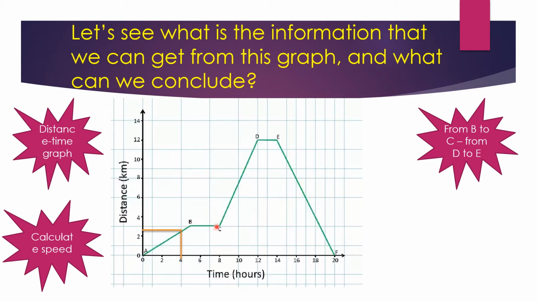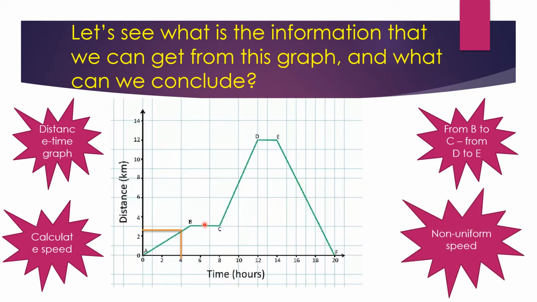For example, from B to C, the distance remains the same as the time passes, and from D to E, also the distance remains the same, 12 meters or kilometers, as the time passes. If the distance remains the same, this means that the position or the location of the object is not changing and the object is at rest. Another thing we can learn, if we take any point distance and divide it by time by choosing random points here on the graph, you will find that the results are different.